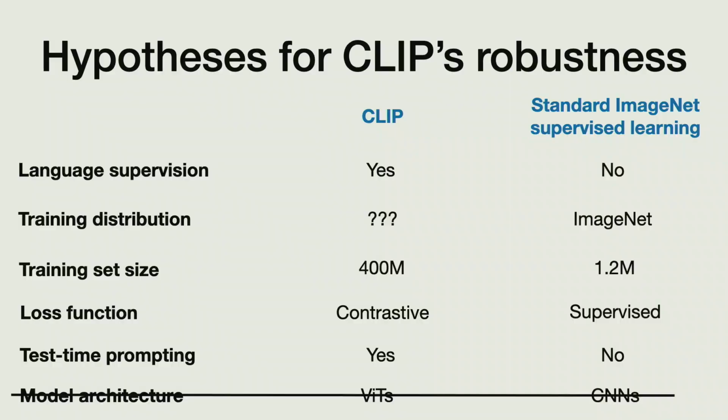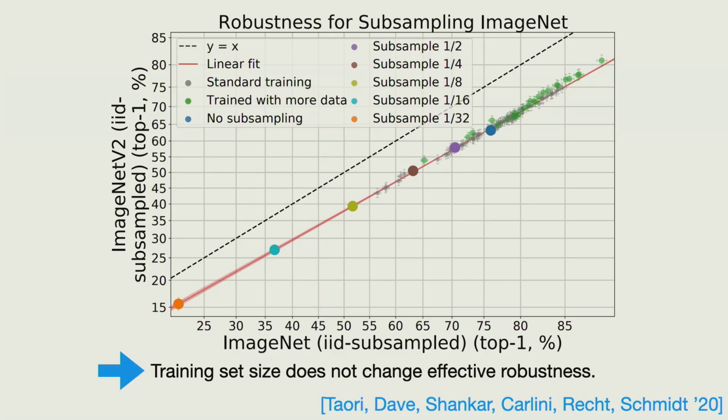Next thing is training set size. This is a pretty natural one because while 400 million images is a lot more, fortunately, when we look at robustness in terms of these linear trends under model variation and everything, you can also rule out sheer model size.